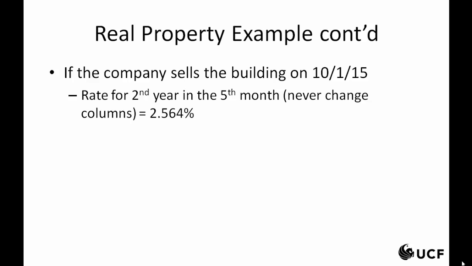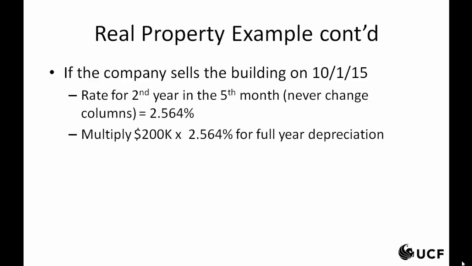Remember, we never change columns. We place it in service in the 5th month. We went to the column that had the 5th month. We stay in that column throughout its entire life. The rate for the second year in the 5th month is 2.564%. We're going to then multiply the $200,000 basis times the 2.564% for full year's depreciation.